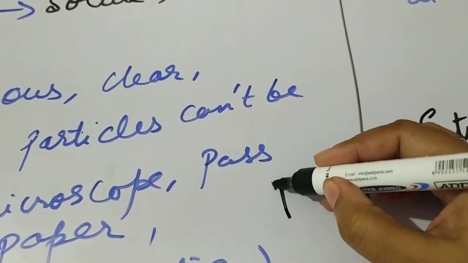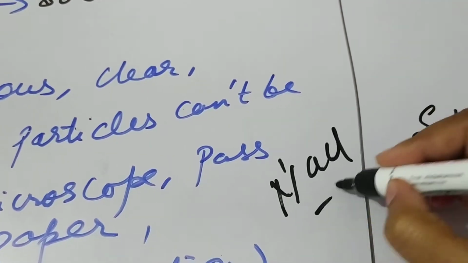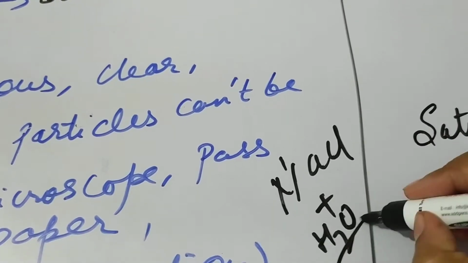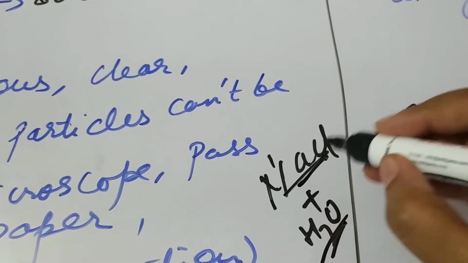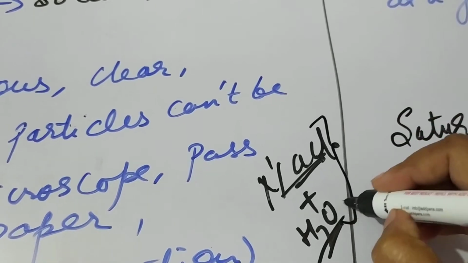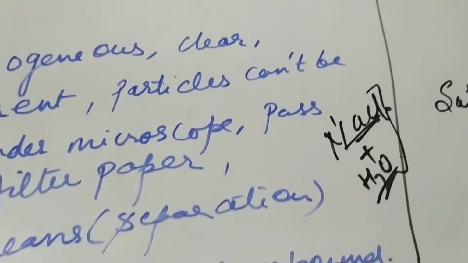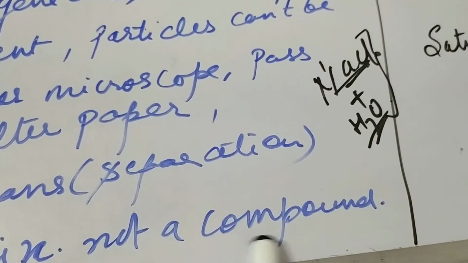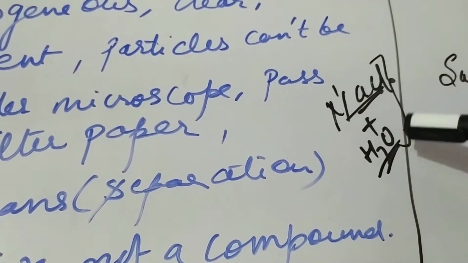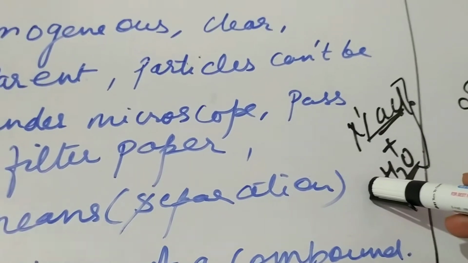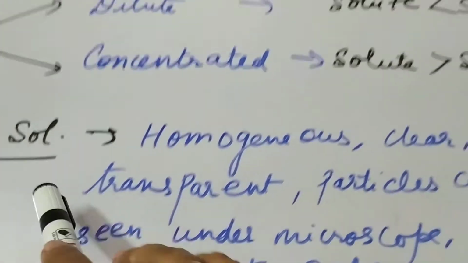If you mix NaCl and water, it will have the properties of water also, and it will have the properties of NaCl also. It will not have any different property from these two components, because a compound has a separate property irrespective of its components, but here it will retain the properties of its components. So NaCl plus water is a true solution.